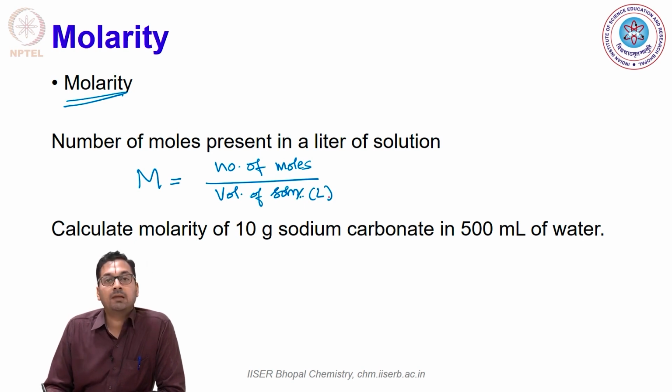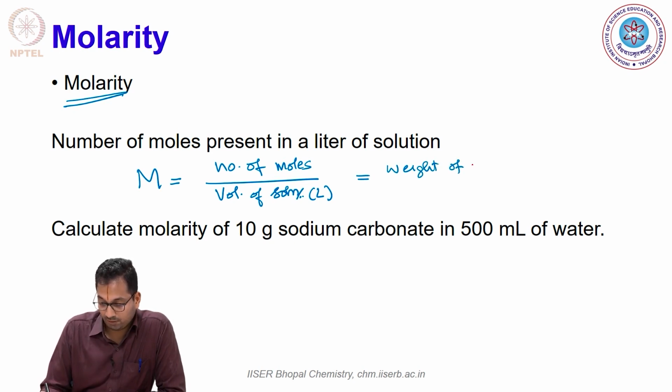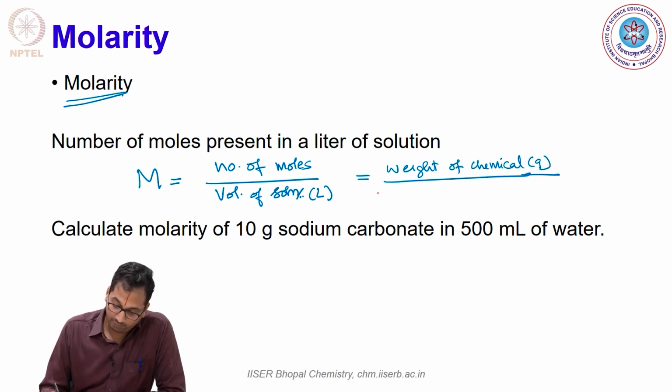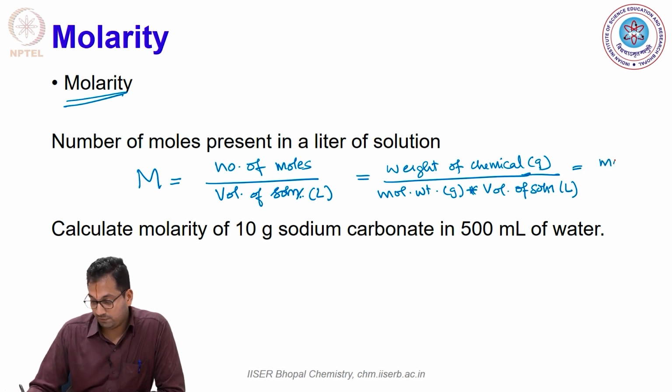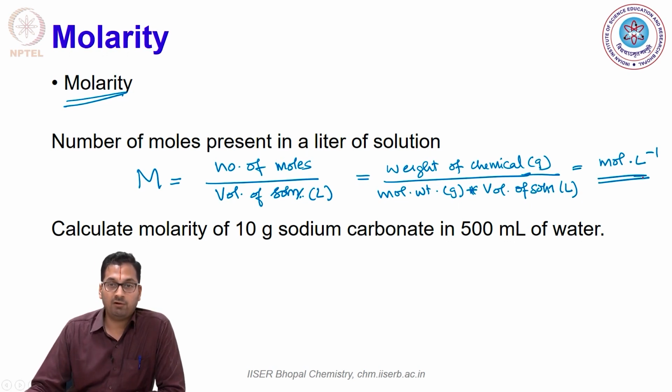in liters. And as we just saw, the number of moles is going to be given, let's say, the weight of the solute of the chemical in grams, dividing that by the molecular weight, which we just understood how to calculate, times the volume of solution in liters. So this will end up as a unit such as moles per liter. So this is the definition of molarity.